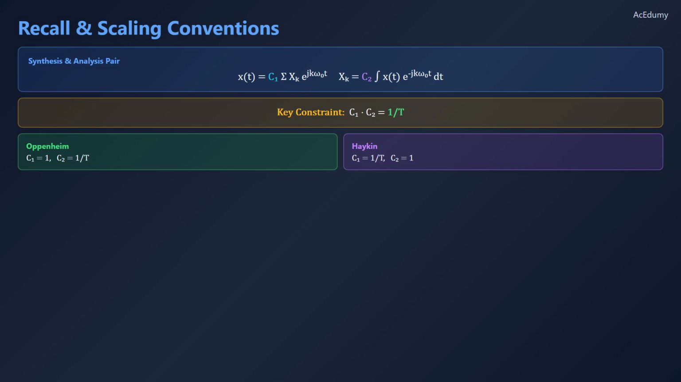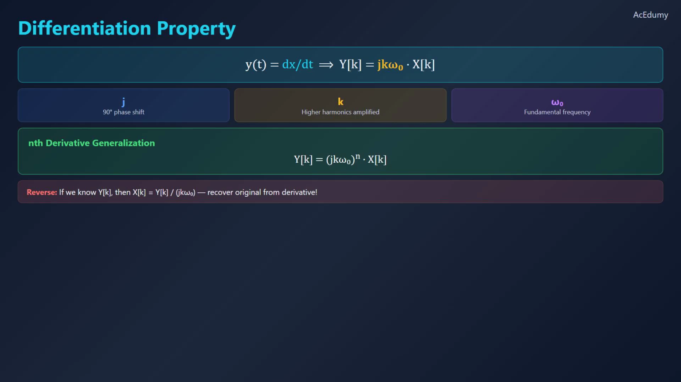Different textbooks use different scaling conventions. If we write the synthesis as C1 times the sum of x_k e to the jk omega 0 t, and the analysis as C2 times the integral of x of t e to the minus jk omega 0 t, the only requirement is that C1 times C2 equals 1 over T. In Oppenheim's convention, C1 equals 1 and C2 equals 1 over T. In Haykin's convention, the factors are swapped. Both are correct.